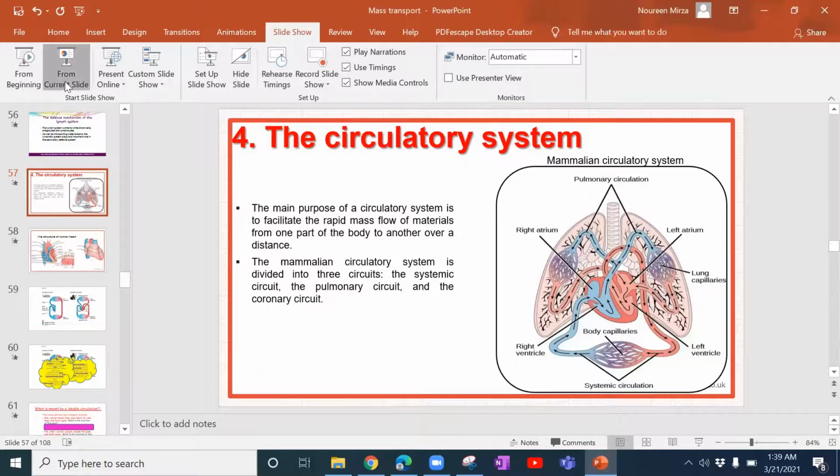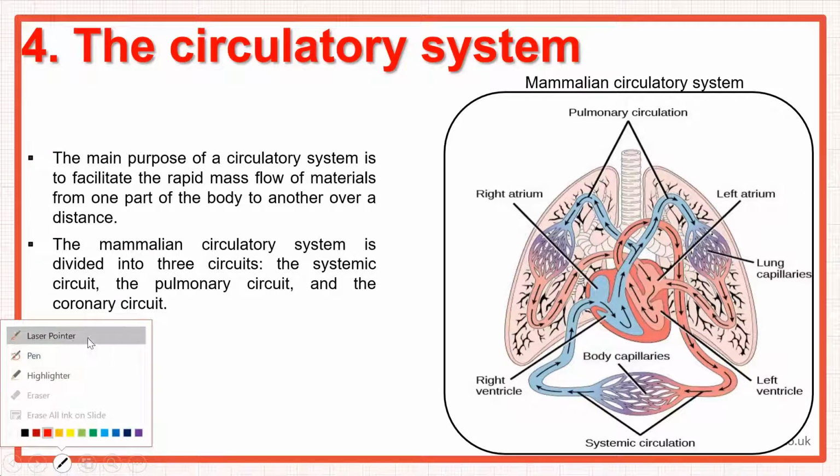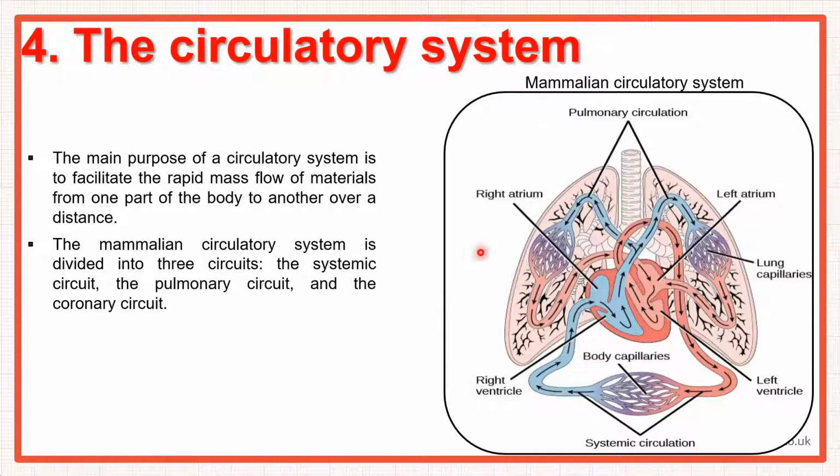When we talk about the circulatory system, its main purpose is to facilitate a rapid mass flow of materials from one part of the body to another. Now, if you look at the mammalian heart, it actually is divided into three circuits. The first one is known as the systemic circuit, which is when the blood is sent from the heart to different parts of the body, except the lungs. That is known as systemic circulation.